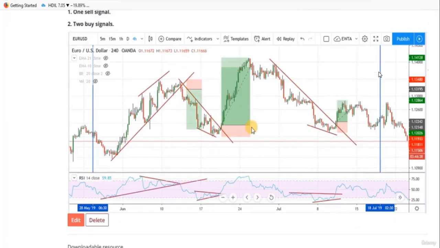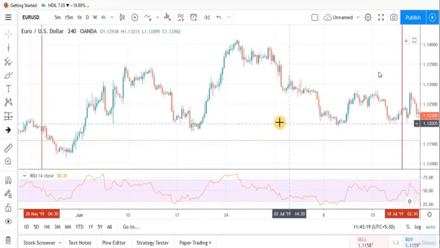So this was the solution of this assignment. In this assignment we are getting one sell signal and two buy signals. This is first buy signal and this is second buy signal with divergence strategy. Let's understand how to mark all the signals on this chart. So this is our chart.